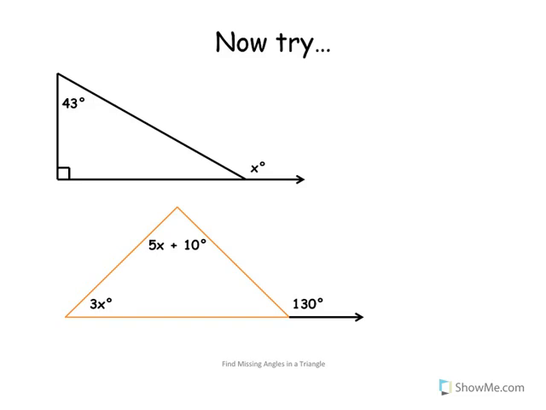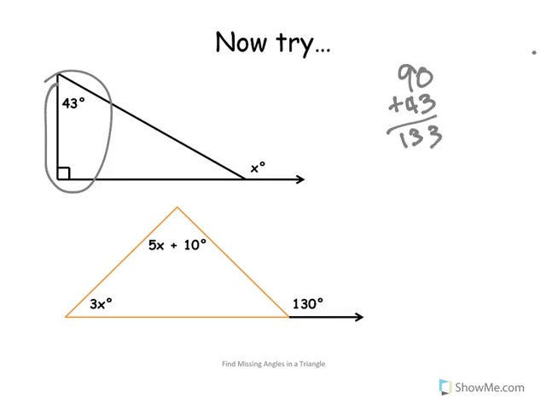Okay, so there's your now try. These should be pretty easy. You should be able to use the exterior angle theorem and do this in about a minute or two. So for the first one, all I have to do is add my 90 plus 43. And that should give me 133.